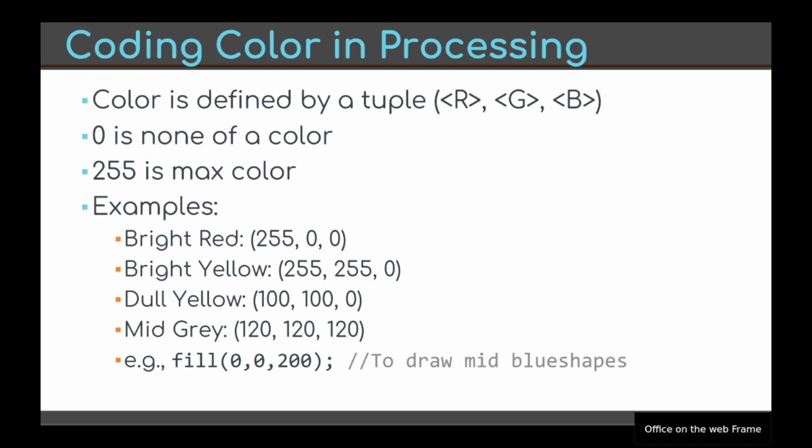Basically what that does is it takes one value and just repeats it 3 times. So if you want a quick formula for gray in RGB, it's when all 3 values are equal and not 0 and not 255. And we have some examples: bright red, bright yellow, dull yellow, mid-gray. Can draw a blue, not all the way blue, but just mostly blue, like an electric blue.